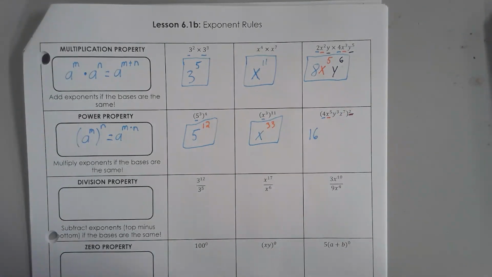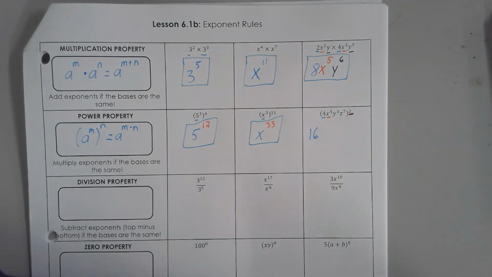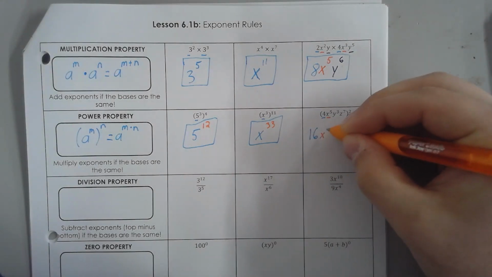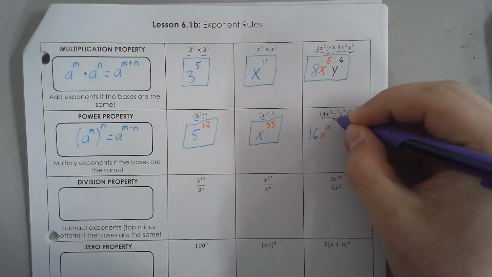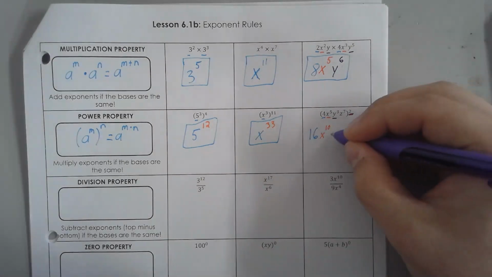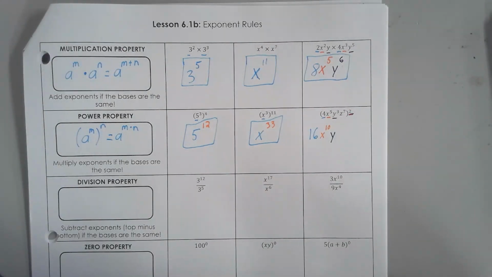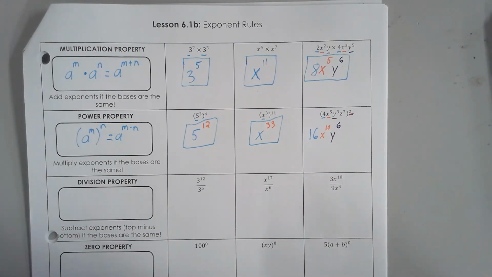X to the 5th squared. So 5 times 2, we get x to the 10. Y to the 3rd squared, y to the 3 times 2 is 6.